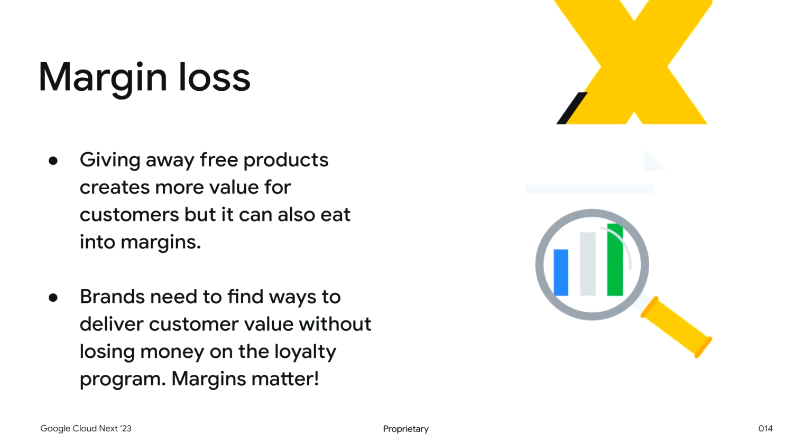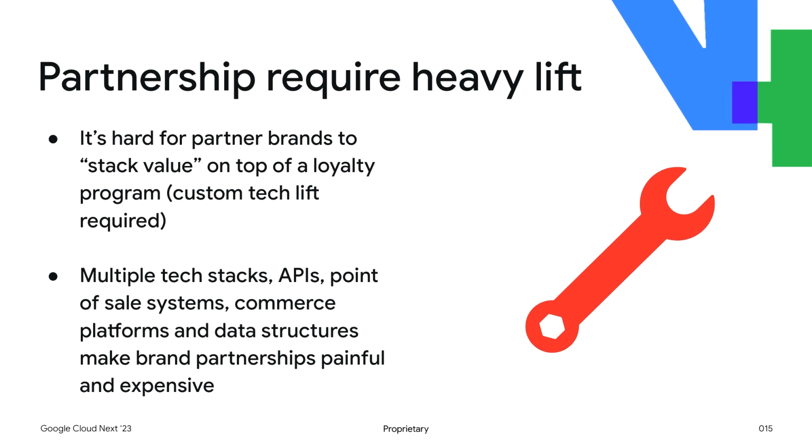Margin loss. I won't do this a third time. Giving away free products eats into the margins. But this is gonna come back to a blockchain solution. So I'm gonna keep saying this one because it's gonna come back to the whole strategy here, but margin loss is an issue. Partnerships require a heavy lift, identity resolution of two customer lists.